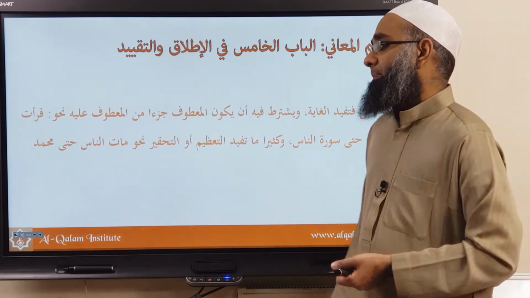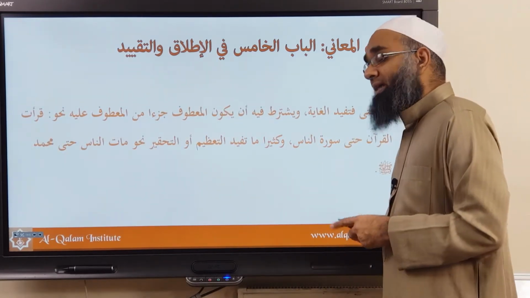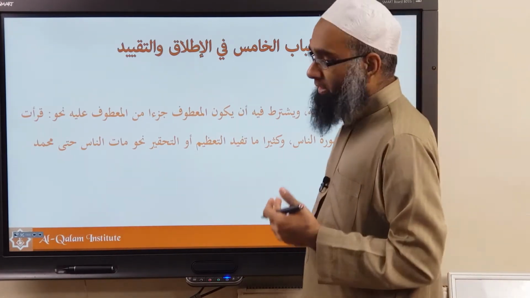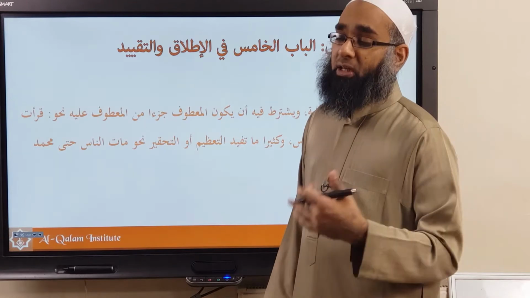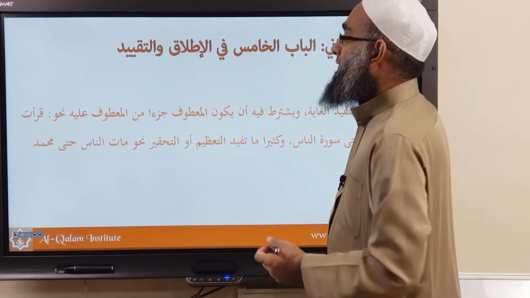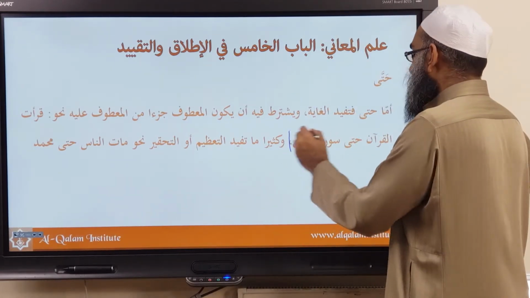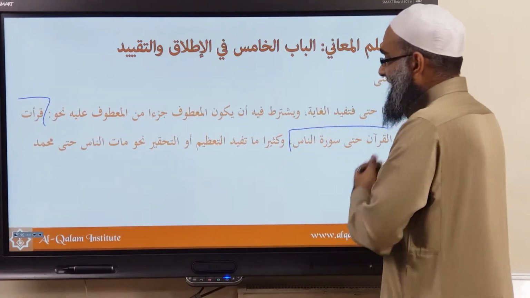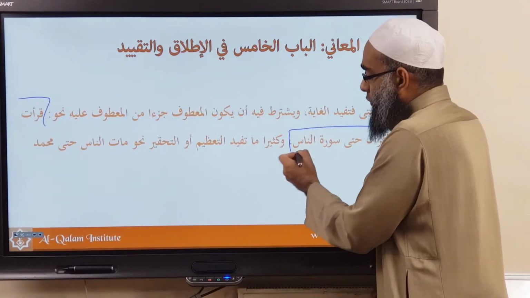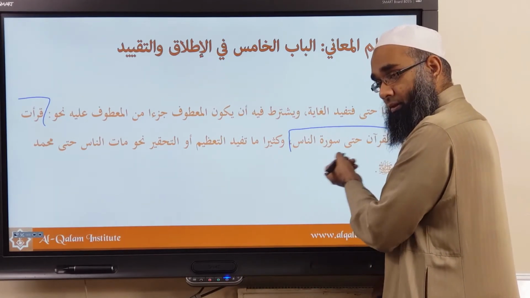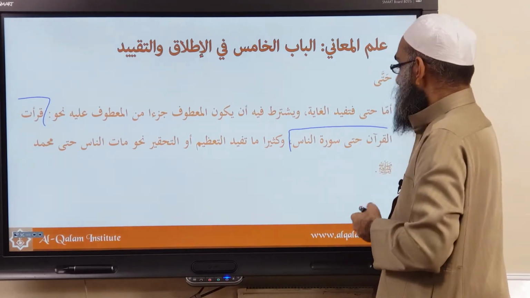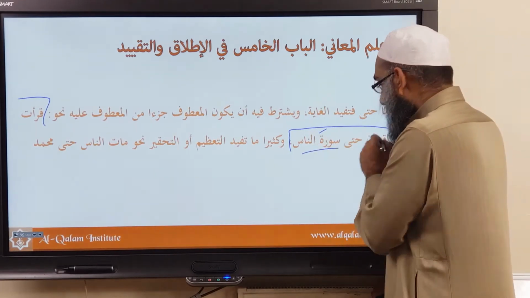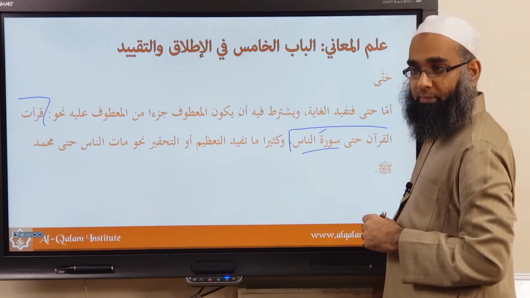Hatta. What does hatta show? Hatta shows ghaya, the ending point. Now, this can come, for example, hatta matla' al-fajr. Or, for example, قَرَأْتُ الْقُرْآنَ حَتَّى سُورَةَ النَّاسِ. I read the Quran all the way till Surah An-Nas, meaning the ending point. And the ending point is usually a part of the ma'tuf alayh. Because this has to be a part of the ma'tuf. You get what I'm saying?